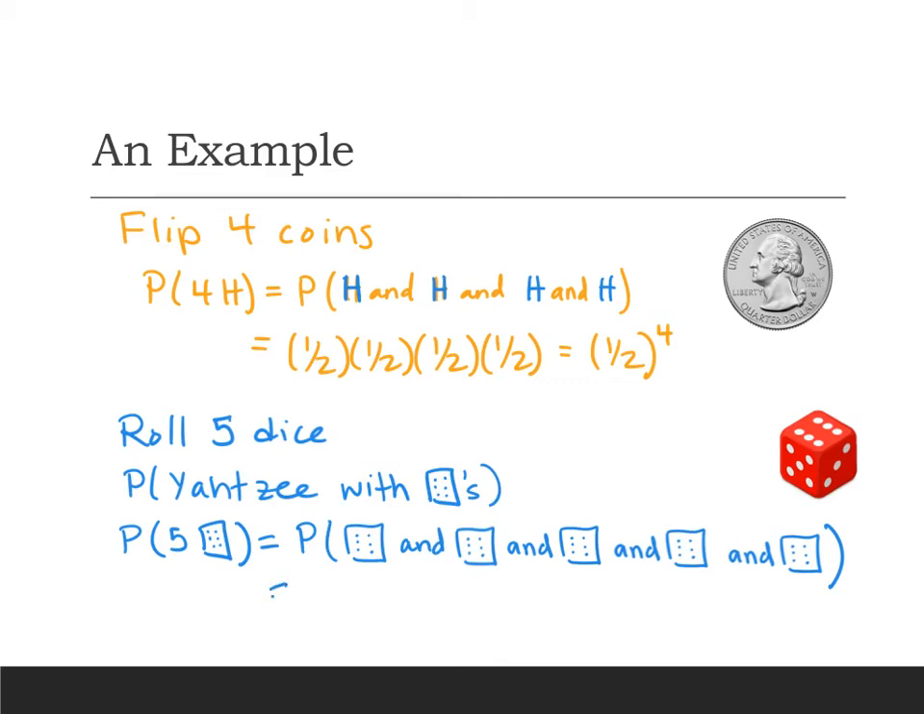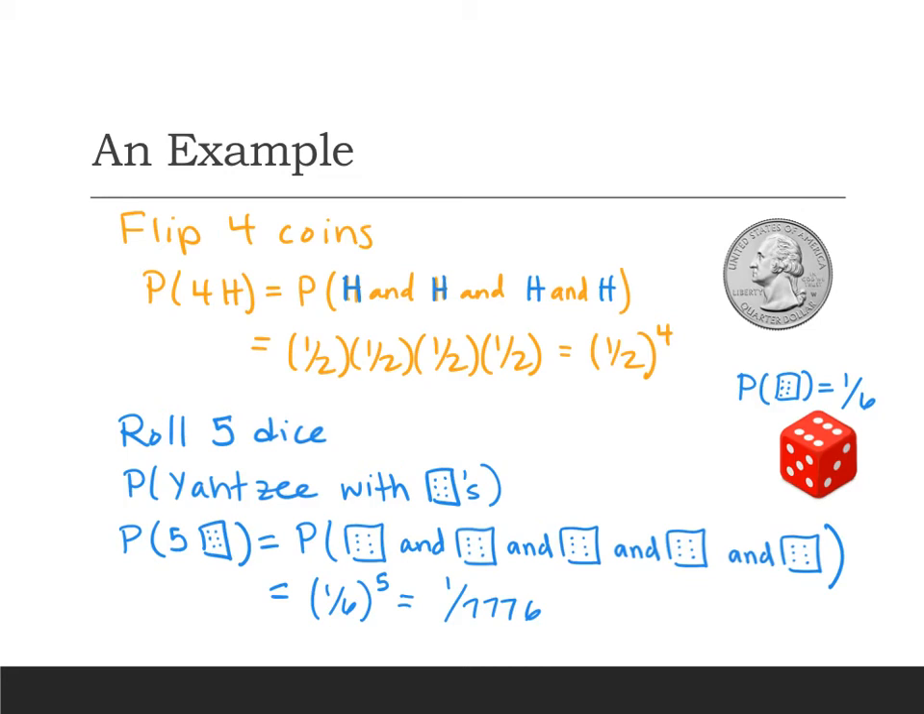So what that means, well, if I have a 6-sided die, then the probability of getting a 6 is 1 out of 6. Because there's 6 sides, they're all different. One of them is a 6, so 1 out of 6 gives our probability. So I'm going to do 1 out of 6 raised to the 5th power. And that's going to give me, I'm pretty sure that's it right there. Now, that's not the probability of getting a Yahtzee.